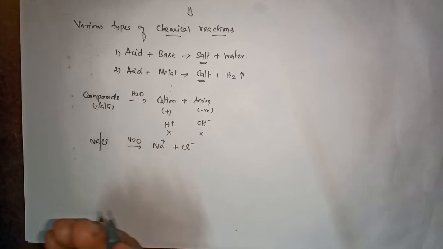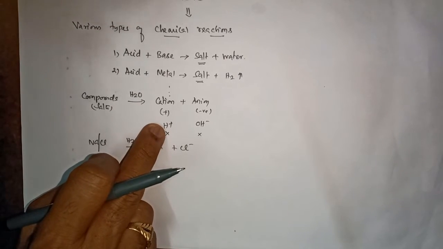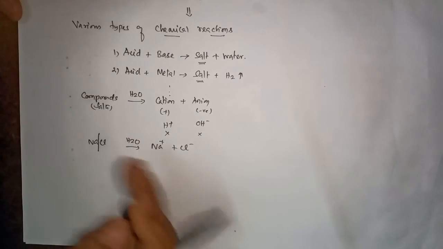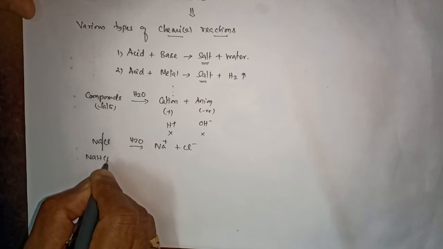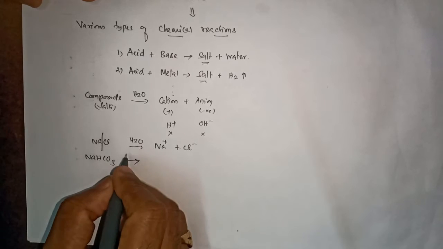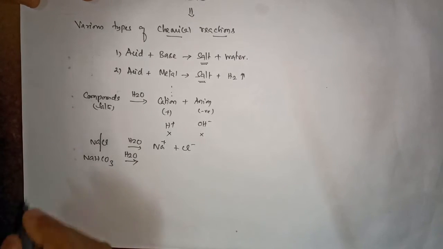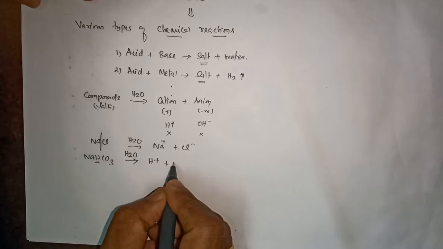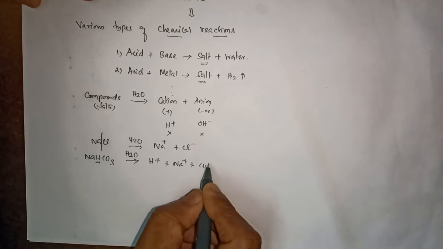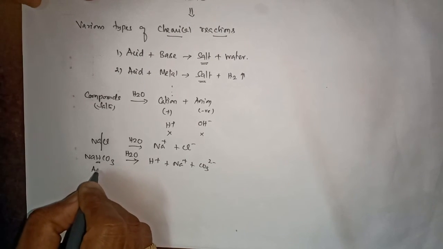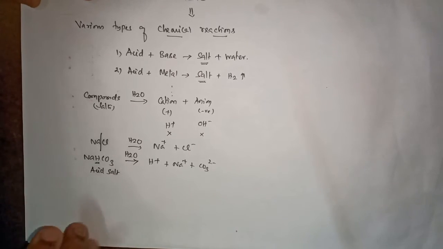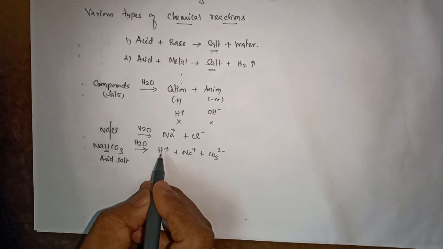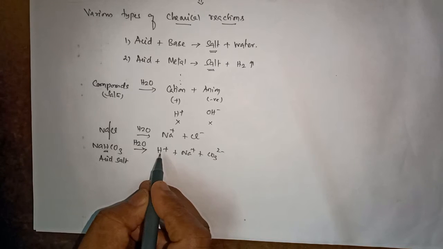Some salts may give, in addition to the cation, H plus also. Such type of salts are called acid salts. Suppose I take sodium hydrogen carbonate. Suppose I dissolve this in water. What happens to the sodium hydrogen carbonate? It gives out H plus ion in addition to Na plus and CO3 2 minus. So I say it is called acid salt. What are acid salts? These are the salts which give H plus ion as one of the cations.